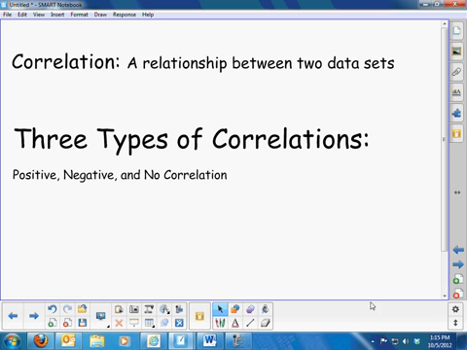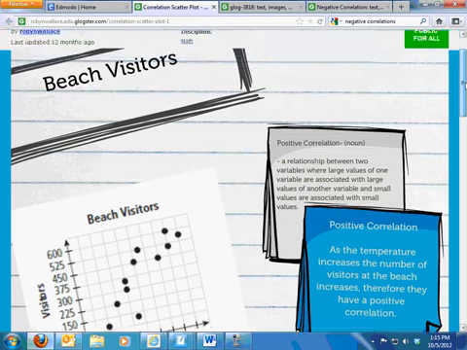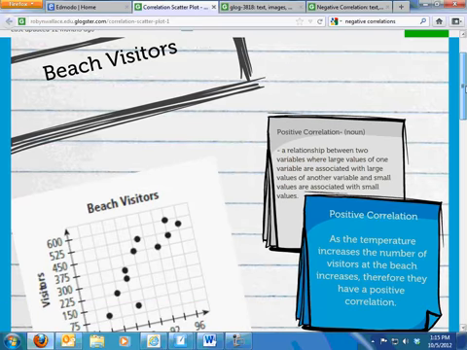Now, the way we're going to demonstrate these to you is by showing you examples in a Glogster, because next week you guys are going to create Glogsters to demonstrate to us that you understand the three types of correlation. So I'm going to pull up a couple of them that we've made for you so you can see the different types of correlations.